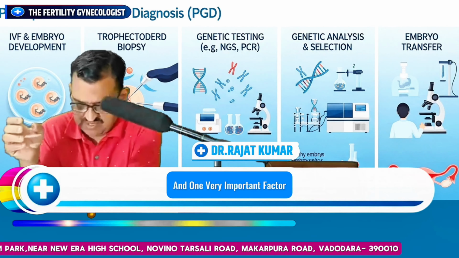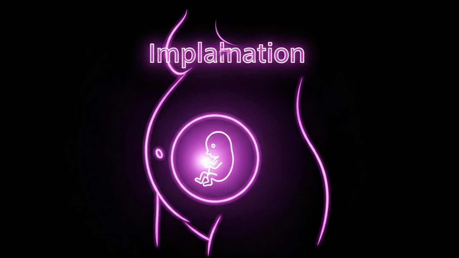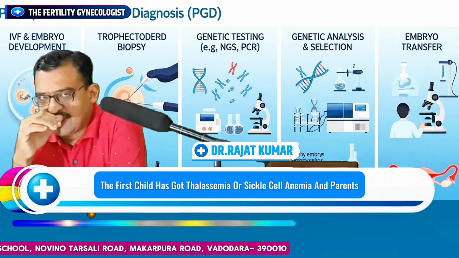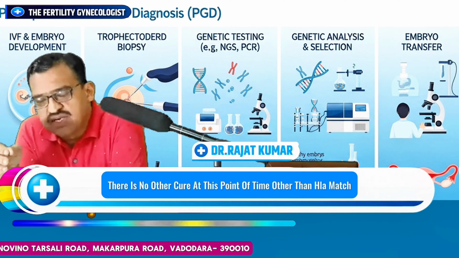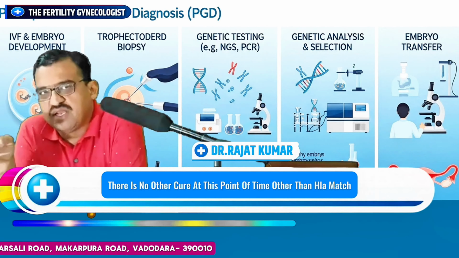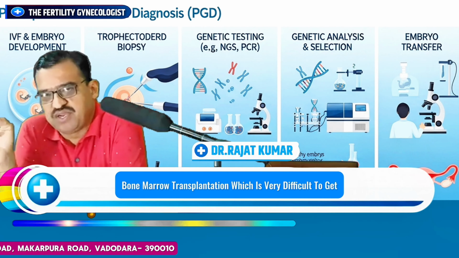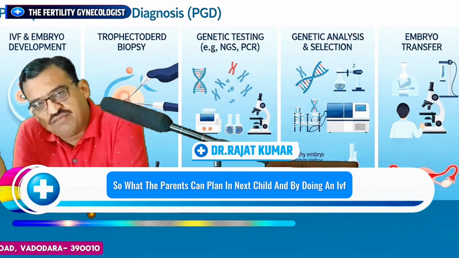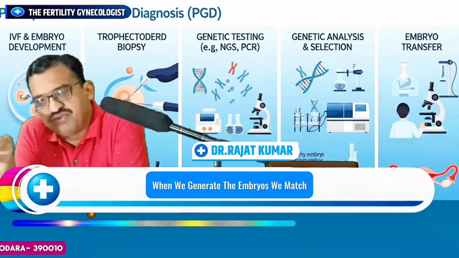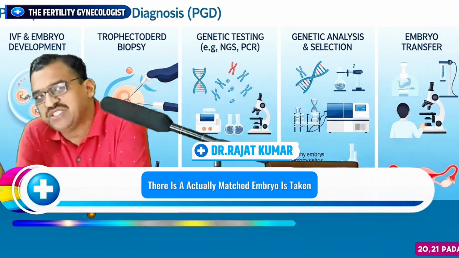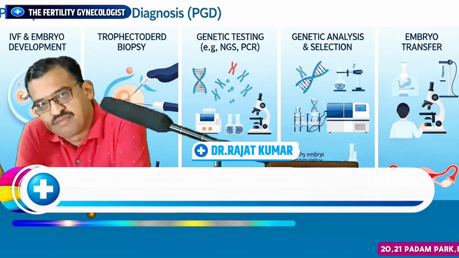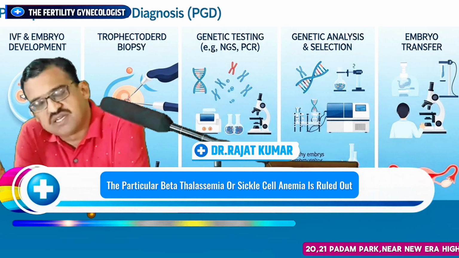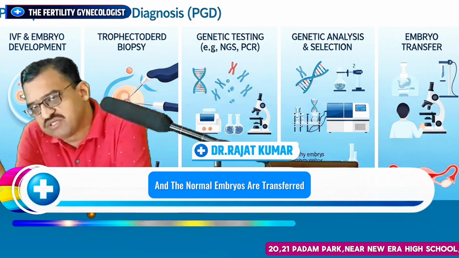And one very important application is the savior sibling. Suppose the first child has thalassemia or sickle cell anemia, and there is no other cure at this point of time other than an HLA-matched bone marrow transplantation, which is very difficult to get. So what the parents can plan for the next child is this: by doing an IVF, when we generate the embryos, we take an HLA-matched embryo, in which the beta thalassemia or sickle cell anemia is ruled out, and the normal embryos are transferred.